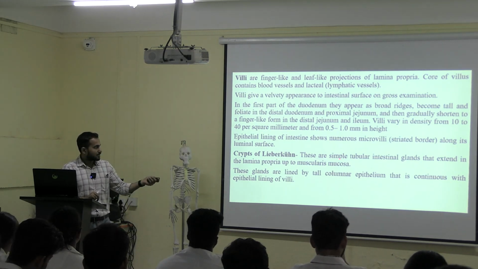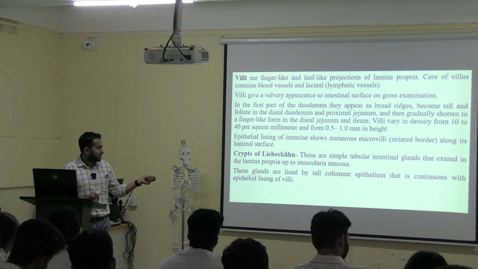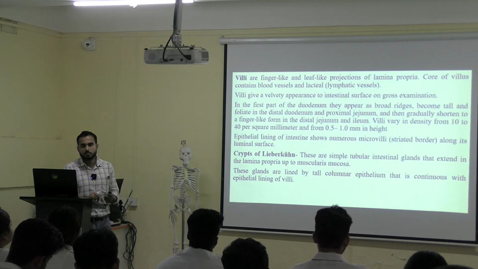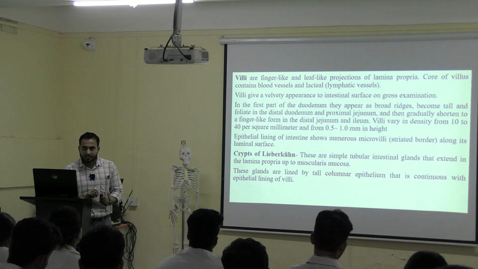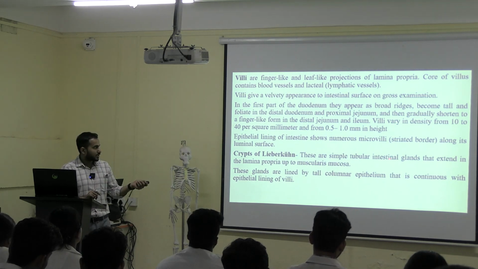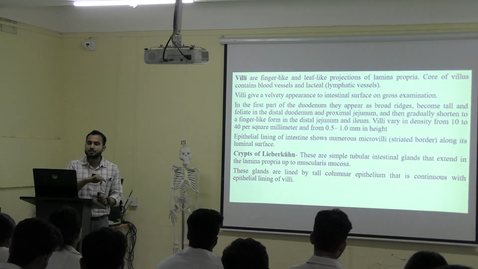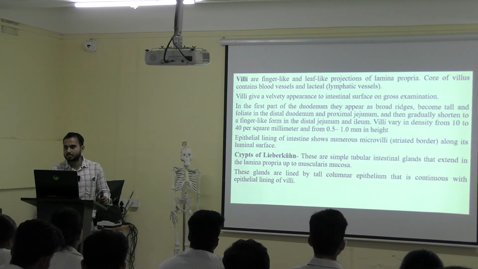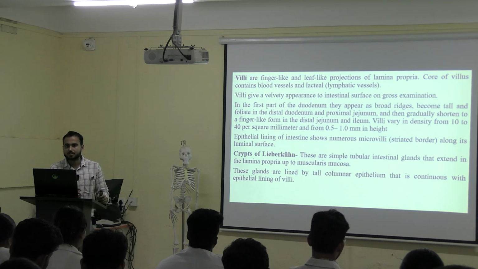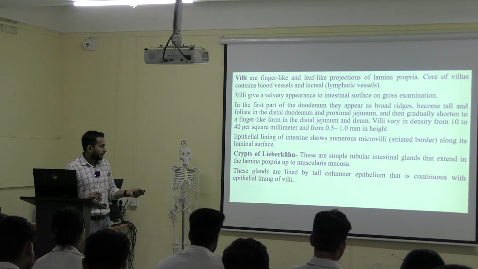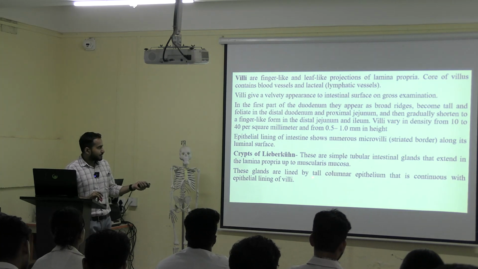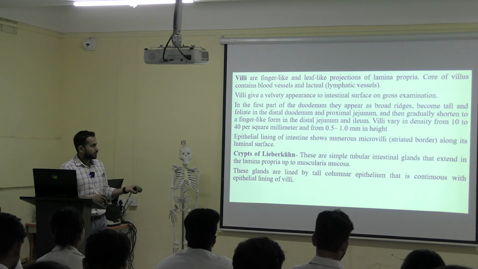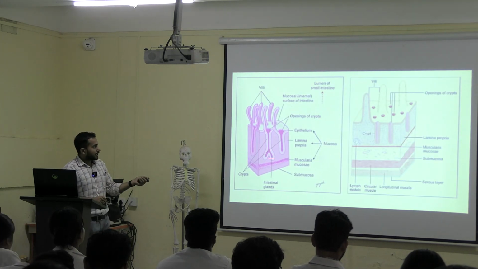So these are simple tubular intestinal glands that extend into the lamina propria up to the muscularis mucosa. But the glands which are present here, simple tubular glands, and the glands which we have studied in case of stomach, some differences are there, especially in the cells. The cells which are present in these glands are different from the cells which are present in case of stomach. Now these glands are lined by tall columnar epithelium that is continuous with the epithelial lining of the villi. Now, two diagrams are here.